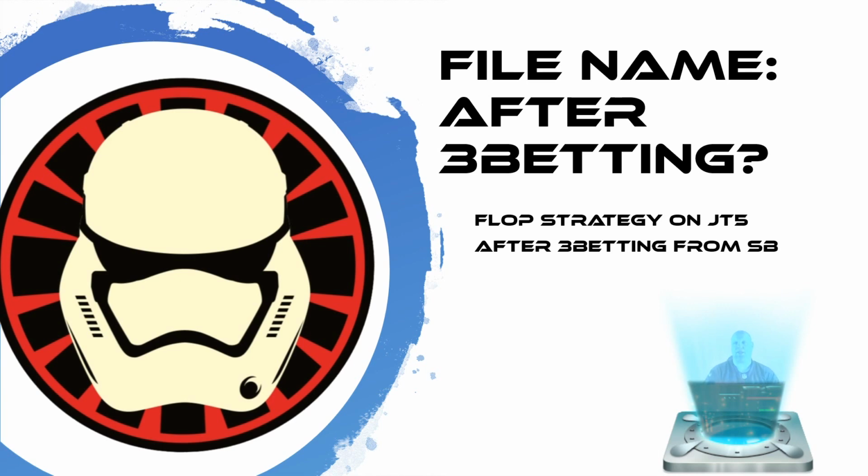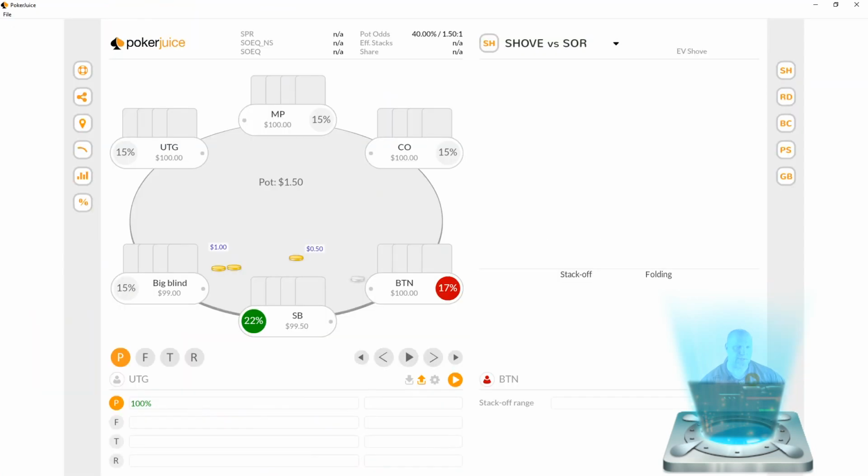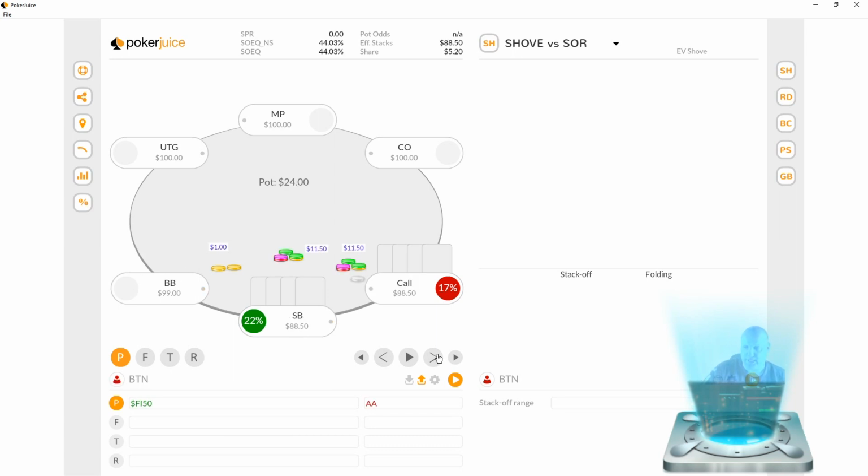This week's topic is how to play the flop when 3-betting out of position and the board is Jack-10-5 single suited. The situation that we find ourselves in is this: we are on the small blind, everyone folds to the button who opens, we 3-bet, and the button calls heads up. Flop is Jack-10-5.